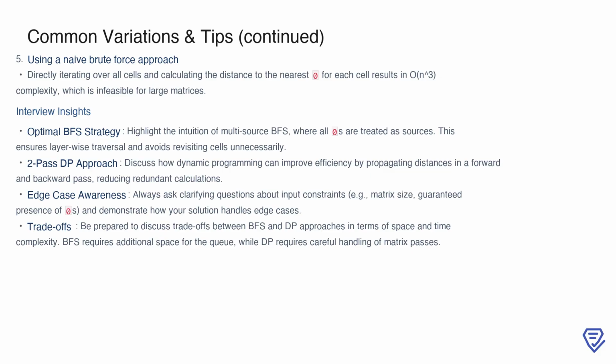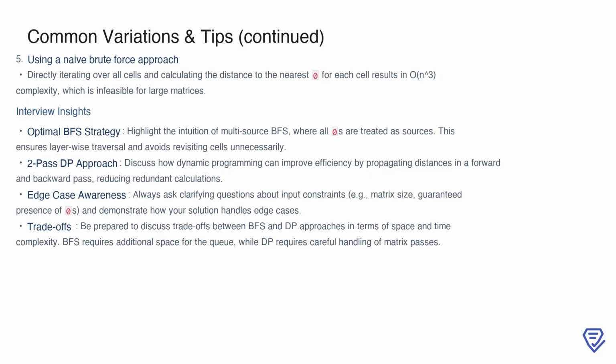To approach this problem optimally, it's useful to highlight the intuition behind multisource BFS. By treating all zeros as sources and performing a single BFS traversal layer by layer, you avoid revisiting cells unnecessarily, ensuring an efficient solution. Alternatively, the two-pass dynamic programming approach can also be leveraged.